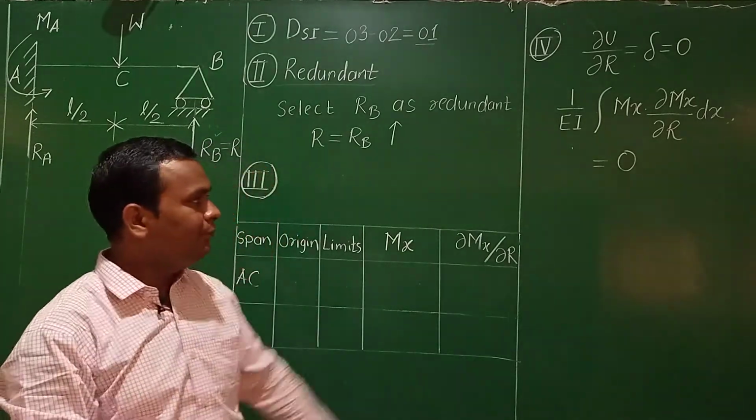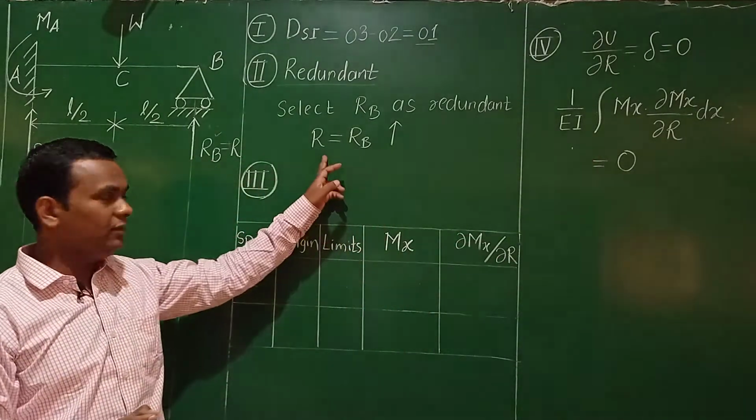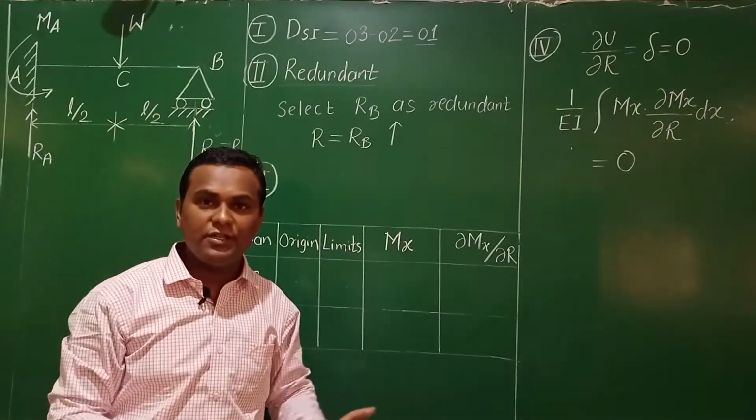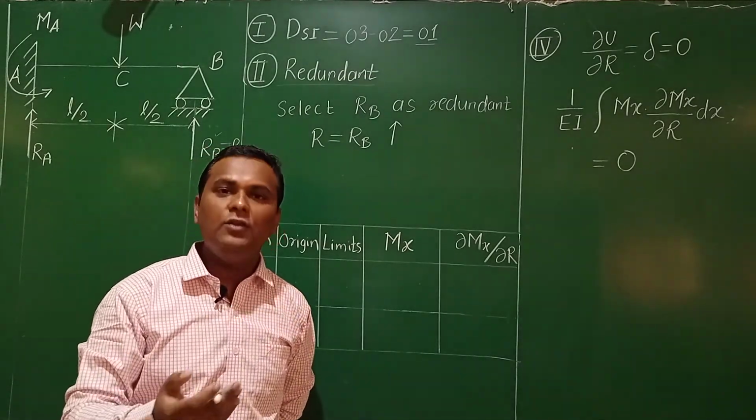So what happens here is that this equation will contain the term R. So we get one equation in terms of R, and then we can find the value of this redundant, or the value of the reaction.